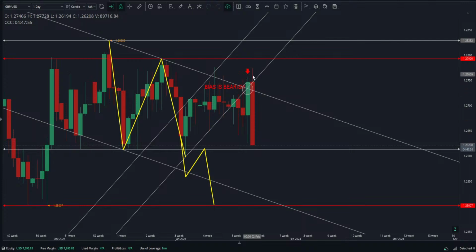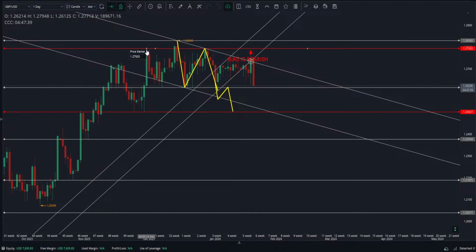Now when something like this comes, it means that there is no tug of war between buyers and sellers. Now all the buyers have been taken out. Boom, finished. So now you can expect only selling and selling in the coming time. That is what my point is.